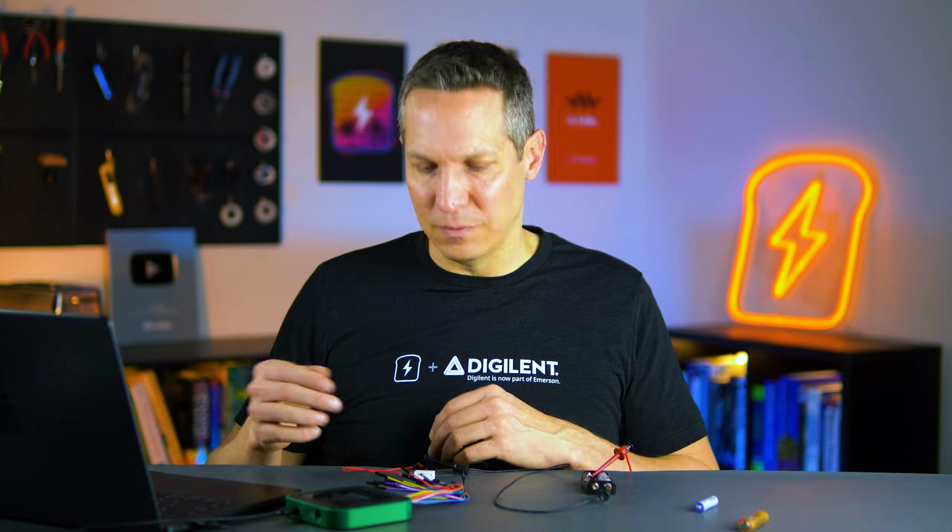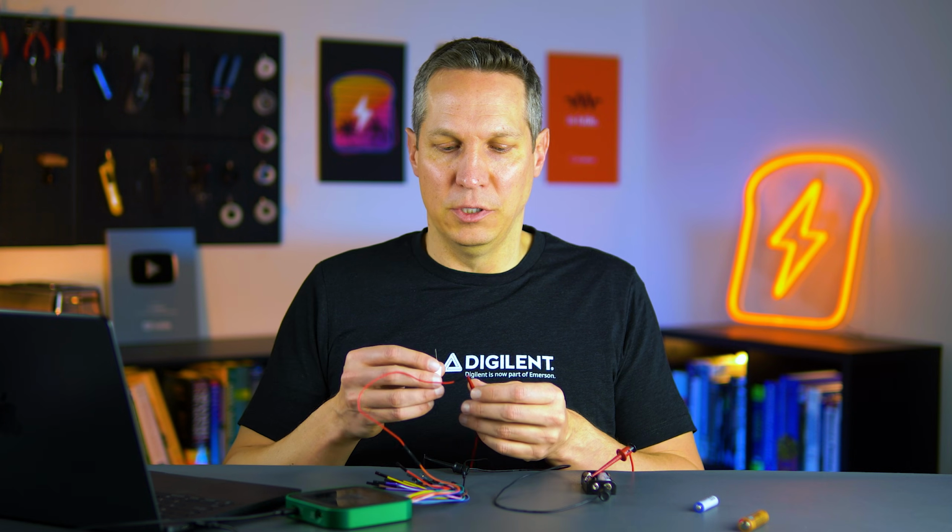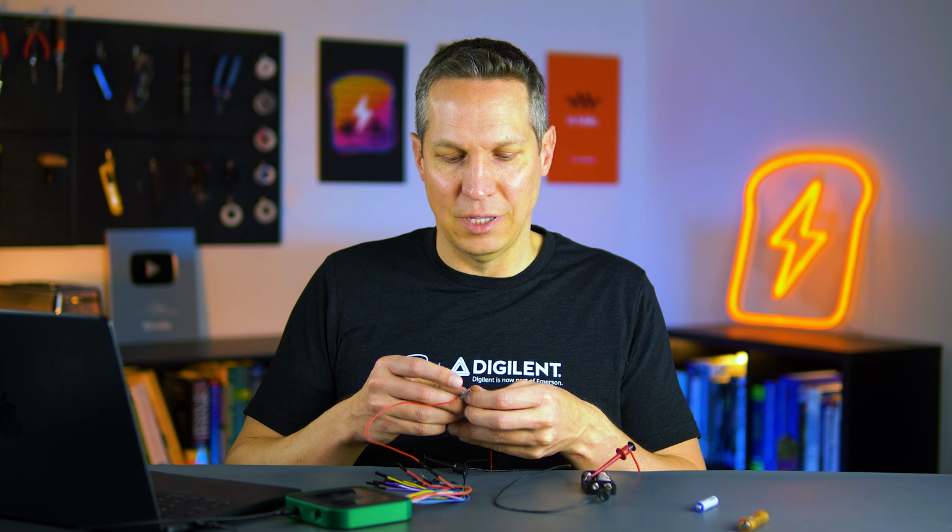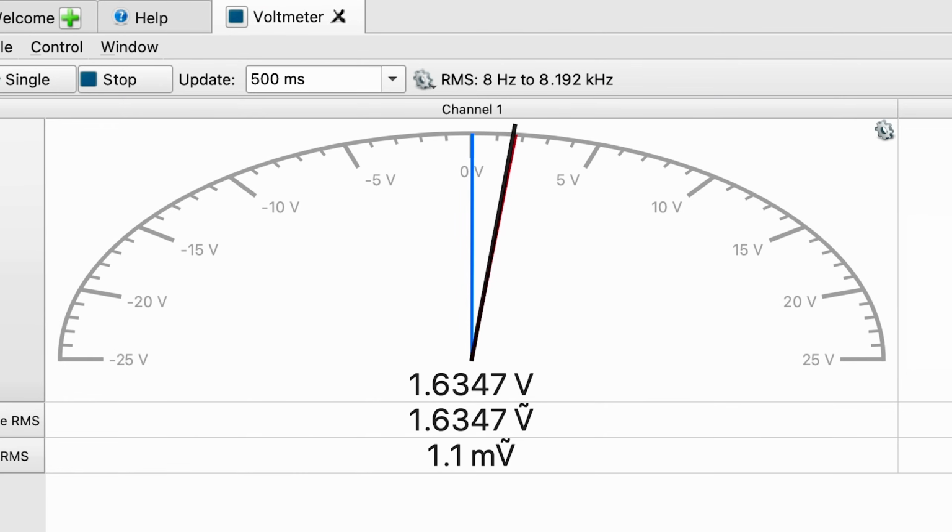So what happens to this voltage as we put a load on it? This is that same 15 ohm load. It drops to 1.63, 1.64. So again, take it off. It's about 1.71. Now it just dropped to 1.64. So it's about a 60 millivolt drop, roughly.